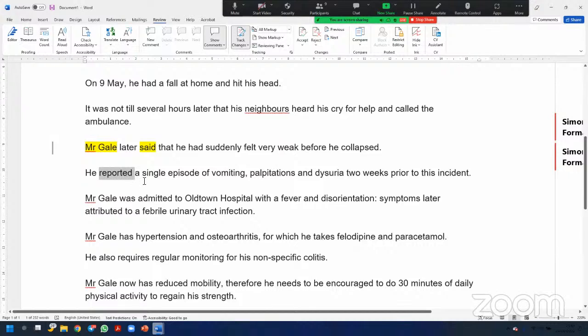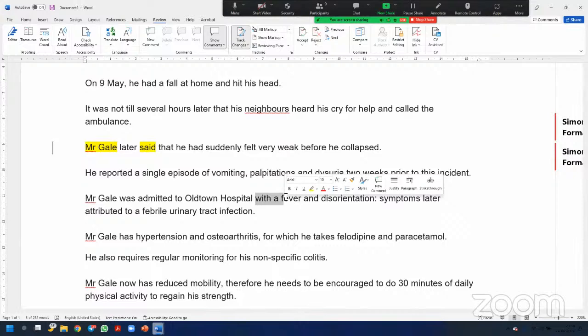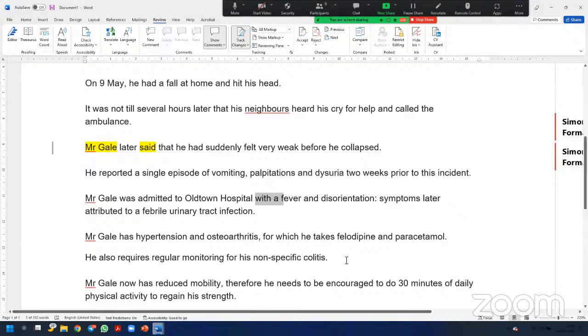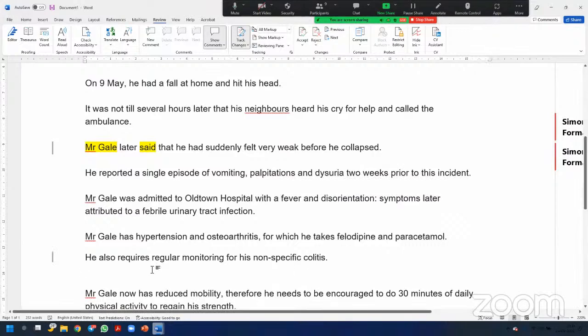He reported a single episode of vomiting, palpitations, and dysuria 2 weeks prior to this incident. So you can break that one into two parts: a fever and dysuria. With fever and dysuria, is this required? Think about that. The next line: he also requires regular monitoring for his non-specific colitis. So how can you say "he also requires"?